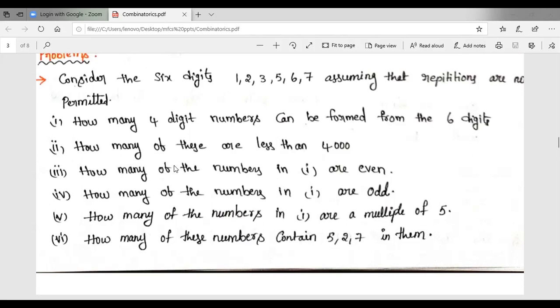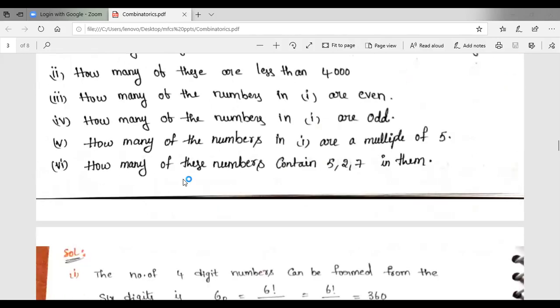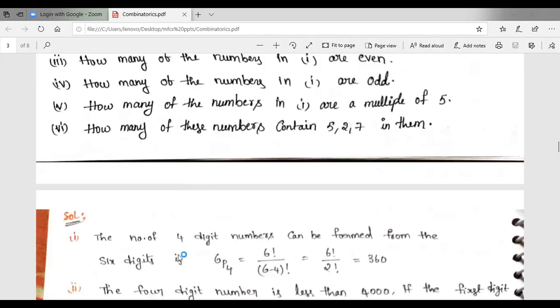So how to solve this? Going to the solution. In the first question we have to find 4-digit numbers from the given 6 digits. The number of 4-digit numbers that can be formed from the 6 digits: here the permutation size is 4 and the possible digits are 6. So this can be written as 6P4.